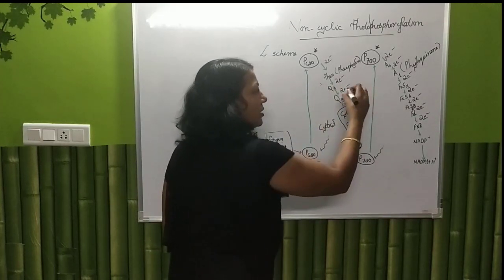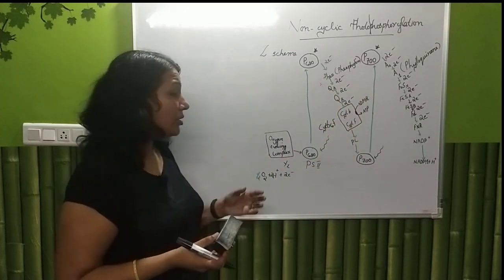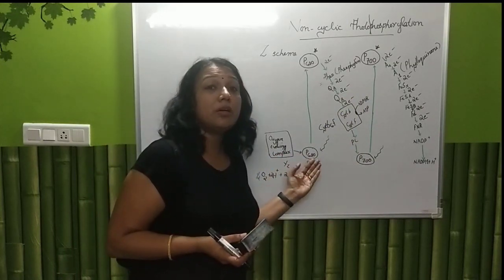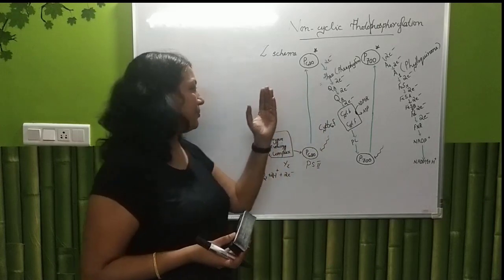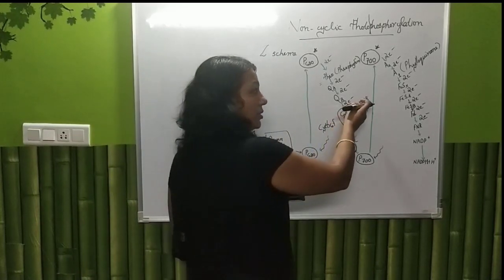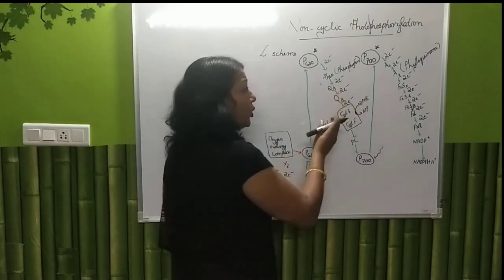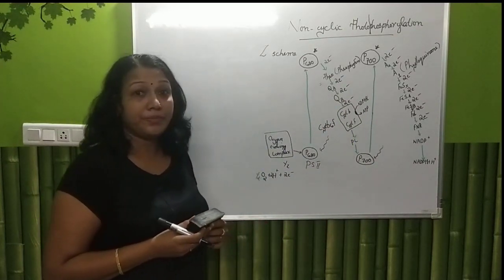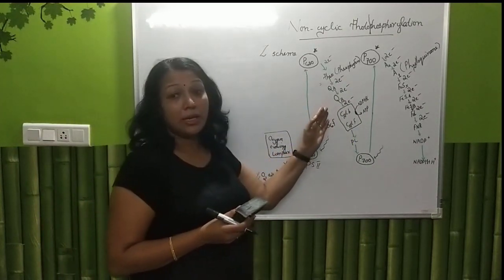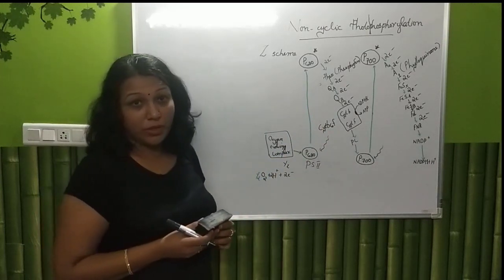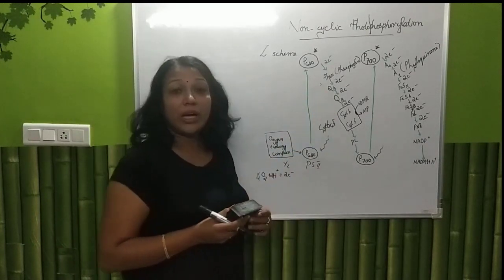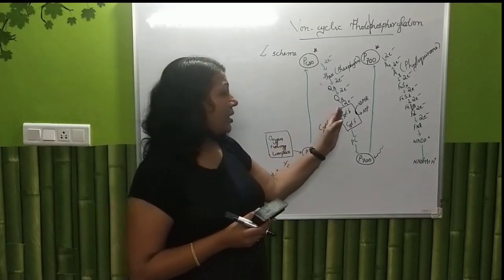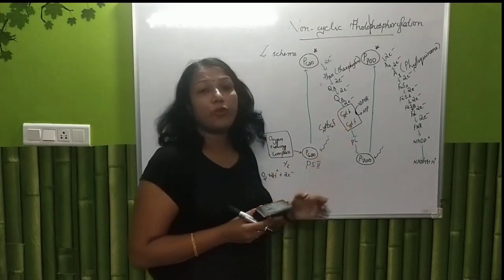So here our electron reached, which electron? The 2 electrons which were lost from P680. Now just imagine what are QA and QB. We will call them plastoquinone. Okay, QA and QB are plastoquinone electron carriers. Okay, now cytochrome B6F complex.